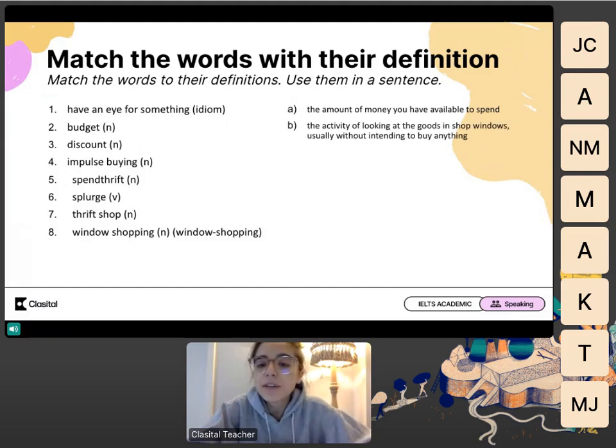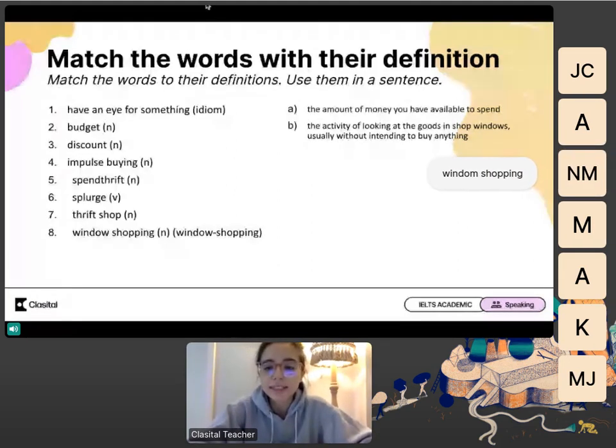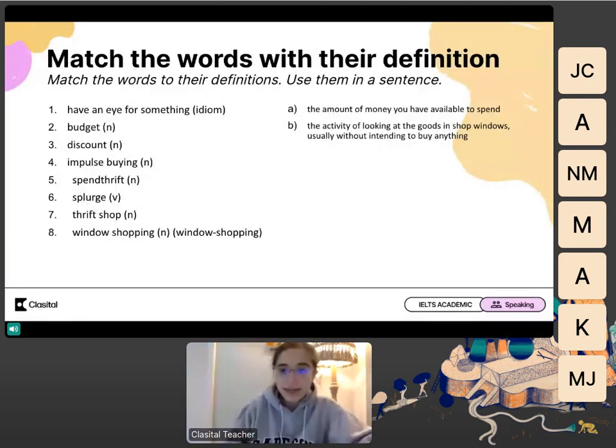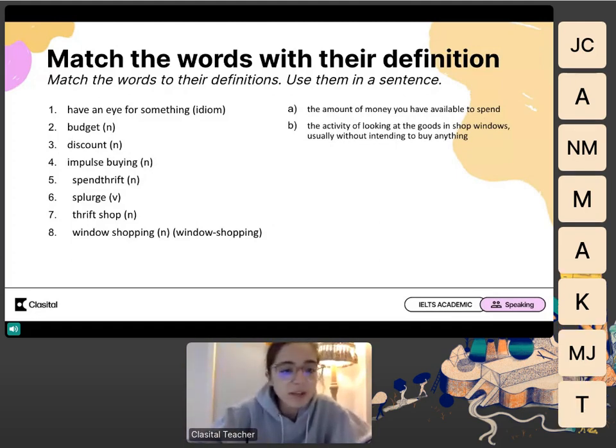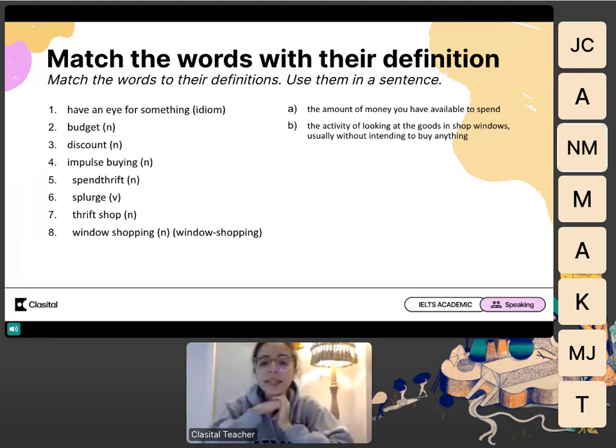B, the activity of looking at the goods in shop windows, usually without intending to buy anything, just looking at the windows. Yes, Nina shared window shopping. Yes, window shopping, number 8. 8B is the matching. And Nina, do you want to use it in a sentence? Do you enjoy doing window shopping? Or if there is anyone else who wants to use it in a sentence, you can.